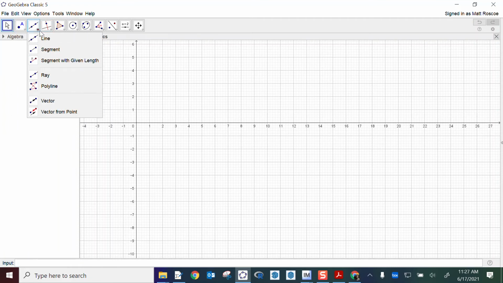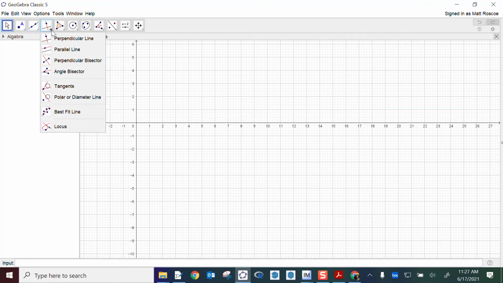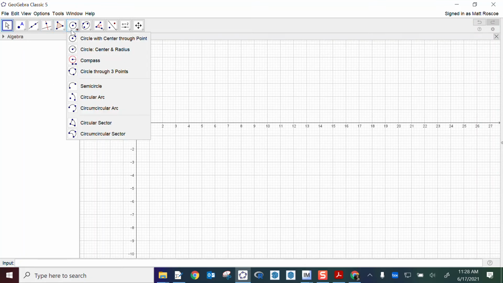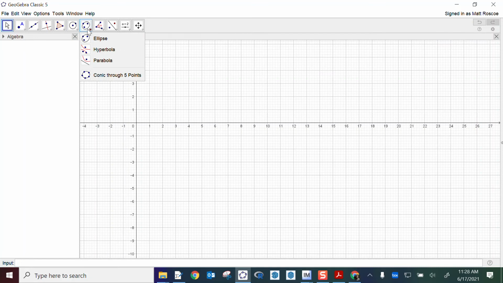This is the line tool and the other associated lines: segment, ray, polyline, vector. Here's a perpendicular tool, but it also gives you parallel and perpendicular bisector, angle bisector, tangents, best fit lines, etc. Here's the polygon tool, but you can also get a regular or rigid polygon or a vector polygon. Here's a circle tool, which you can also do a circle with center and radius, a compass, circle through 3 points, arcs, sectors. Here's the ellipse, hyperbola, and parabola, so your conic sections are all here.